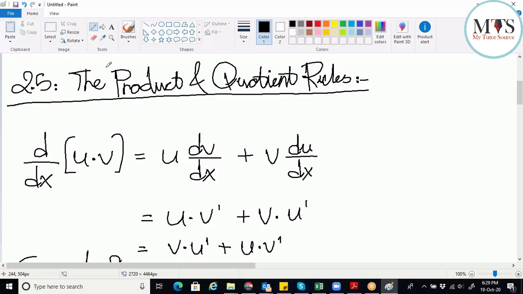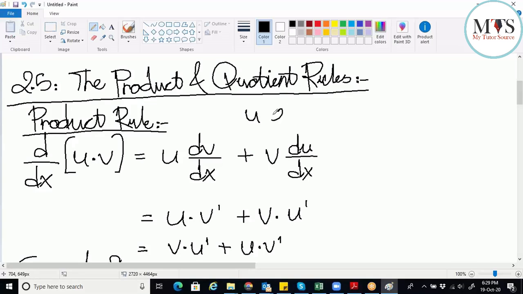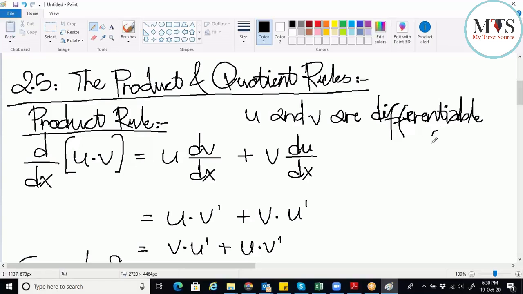So like we saw in the product and quotient rules, this is the product rule. And as it states, u and v are two functions that are differentiable. Provided that u and v are two differentiable functions, that means that they can be differentiated. If you want to find the derivative of their product, you will simply be using this formula.